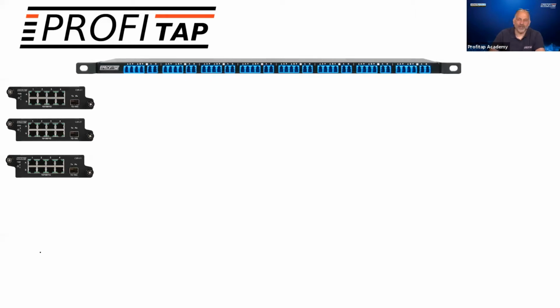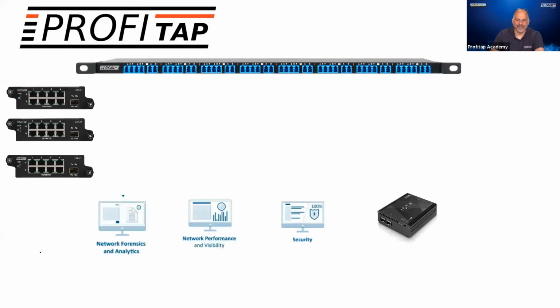Well, monitoring doesn't happen unless we throw in our monitoring equipment. So in this case, I've got my network forensics and analytics equipment. I've got my network performance and visibility. I've got my security monitoring. And over here, I've got one of my IOTAs set up. And I'll show you, just like we're going to do today, I can use this for doing network validation, or for validating the rule sets that I'm going to implement. Also, this gives me back in time monitoring.